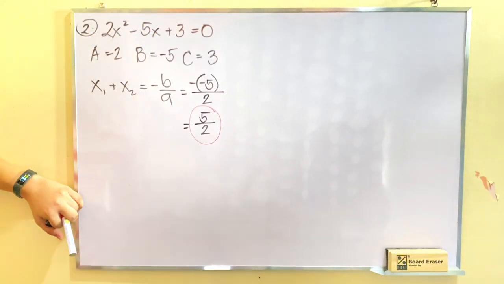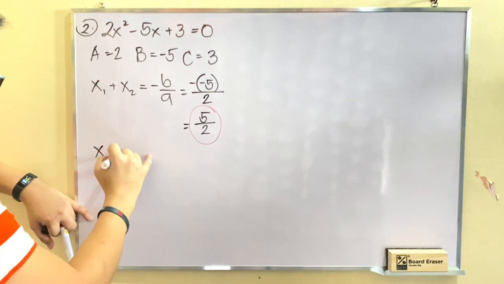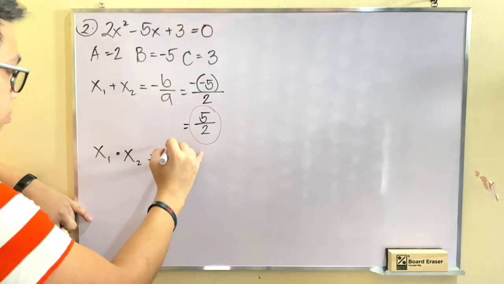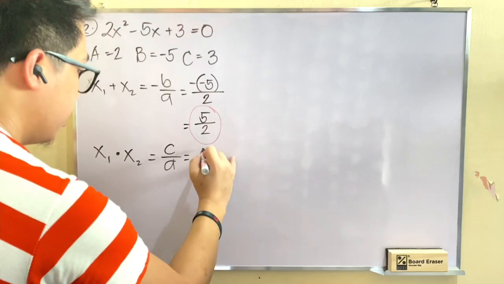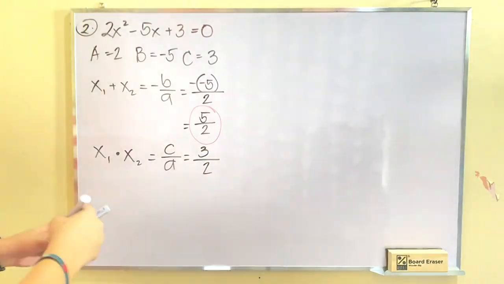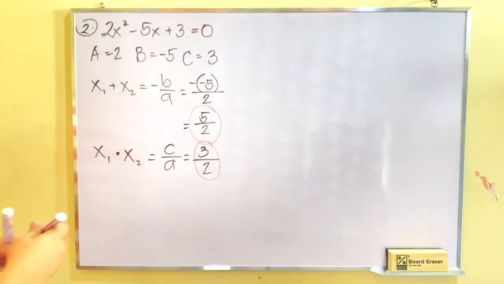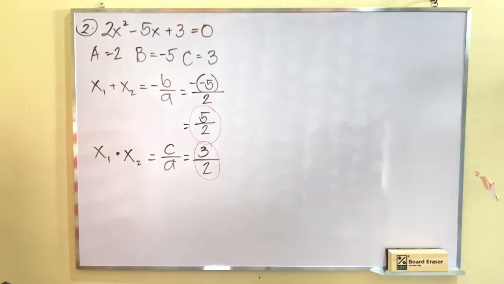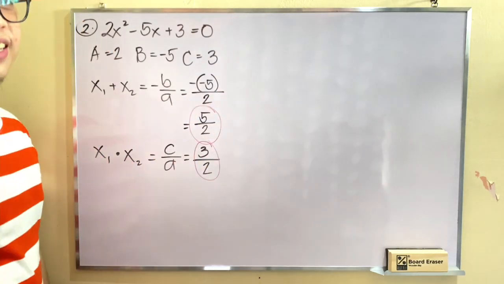Next, hanapin naman natin ang product of the roots. So, x sub 1 times x sub 2 is equal to c divided by a. c is 3 divided by a, which is 2. Therefore, ang ating product of the roots will be 3 divided by 2 or 3 halves. Next, para ma-prove ulit, hanapin naman ulit natin ang roots.